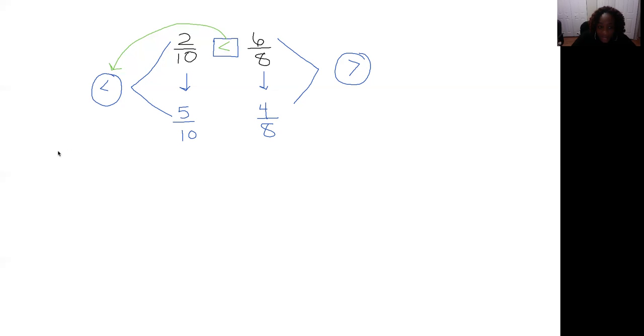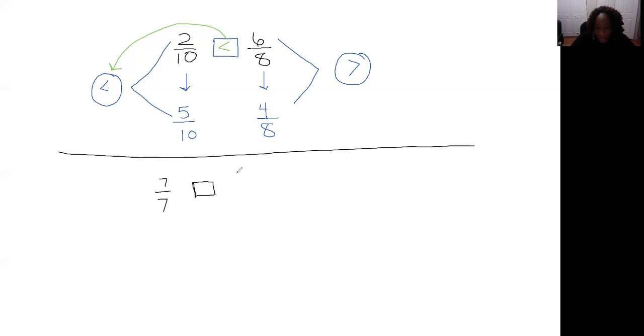All right, let's look at how it looks when we deal with ones, how I can compare using ones. So if I have, make a line, if I have 7/7, right? And then I'm trying to compare it to 6/9. I can't really just compare it because they don't have the same numerator and they don't have the same denominator. So therefore, I'm going to use 1, making them equal to 1 to figure this out.